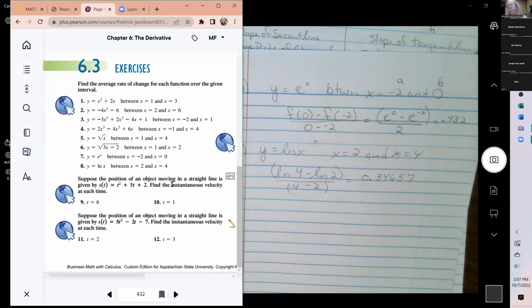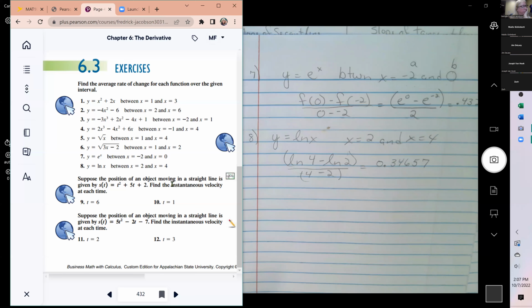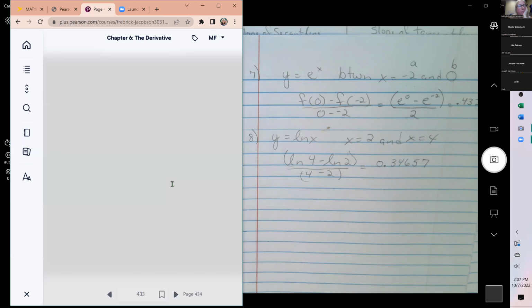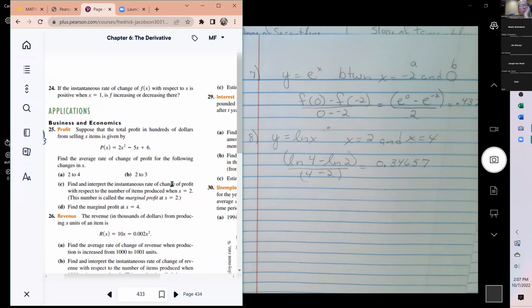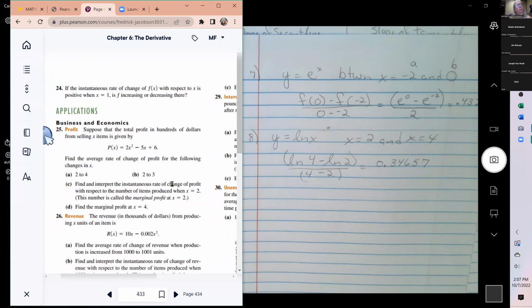So everyone getting 0.34657? Any questions on that? Can we just do ln of 2? Because if you combine them, it's ln of 4 over 2.